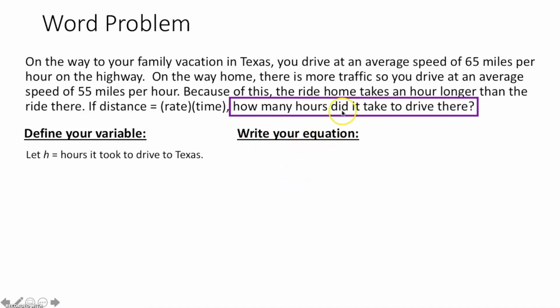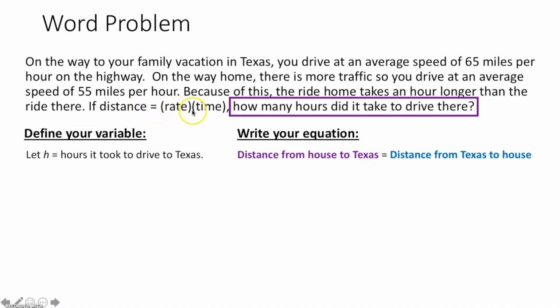How do we do that? Well, there's a couple things in this problem. We're given a bunch of information. We're also given that distance is equal to rate times time. So this must be important. What do we know about the distance from your house to Texas and from Texas to your house? It should be the same, right? You're driving the same distance from your house to Texas that you are from Texas to your house.